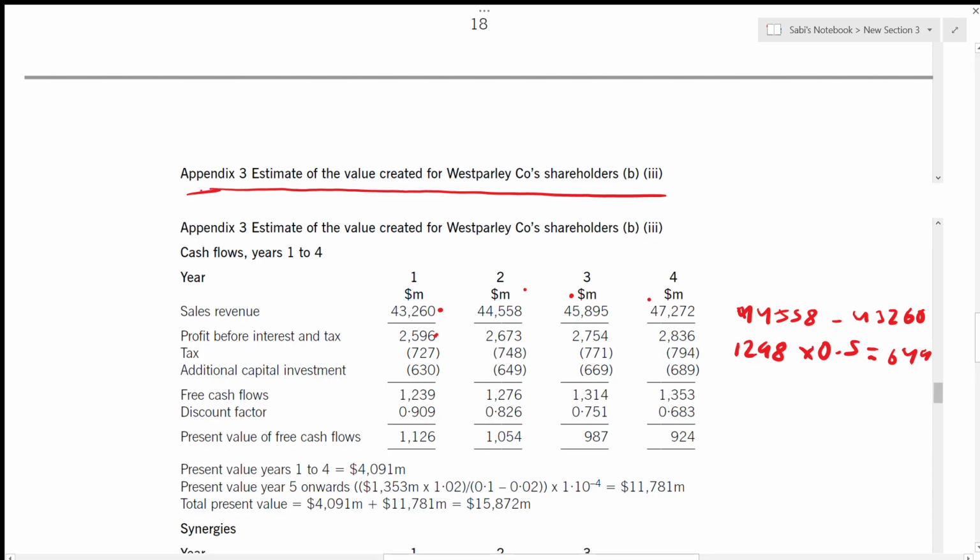If you are not able to solve this, go back to free cash flow and see how I have done and calculated free cash flows. Then come and attempt this question. Then you will understand things better.